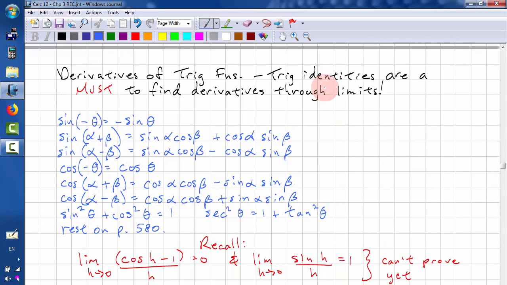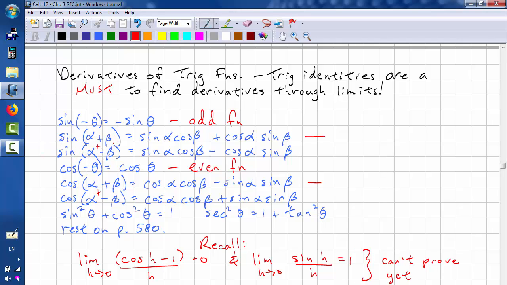And if you haven't done trig identities, you should do a quick review. The important thing to note here is sine is an odd function. Cosine is an even function. This is the important one because you could just have negative beta as your angle. So you could add negative beta. And again, this is your important one. And we can always add negative beta.